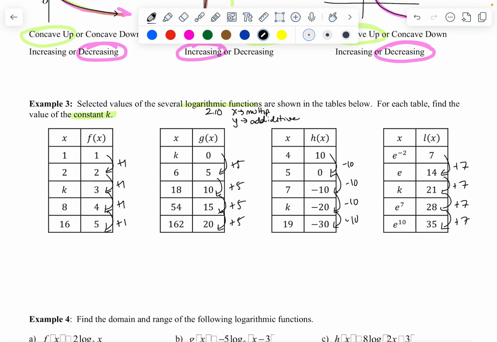So the second part of this definition is the fact that the x values are multiplicative. Okay?